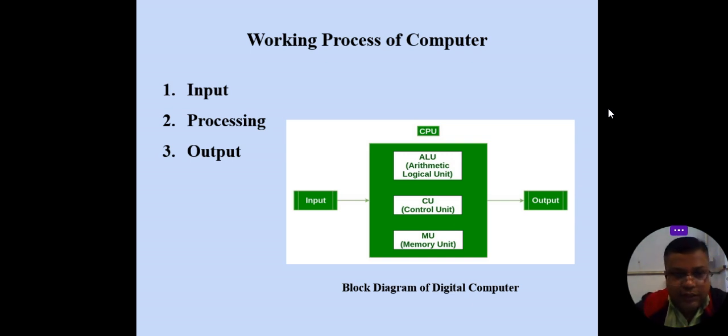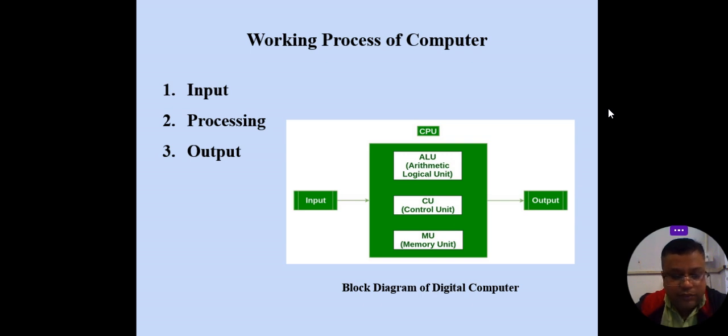The input stage is the first step in the working process of a computer. This is where data and instructions are entered into the computer for processing. Input devices such as keyboard, mouse, scanners and microphones are used to enter data, while software applications are used to provide instructions to the computer. The inputted data is then converted into a binary code that the computer can understand and process.